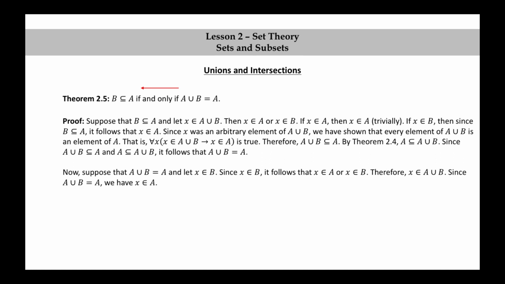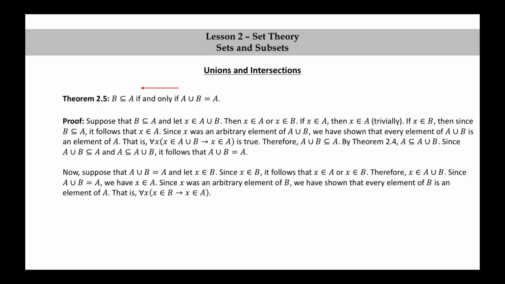Since the union of A and B is equal to A, we have that x is also in A. Since x was an arbitrary element of B, we have shown that every element of B is an element of A. That is, for all x, x in B implies x is in A. Therefore, B is a subset of A. And we've done it.